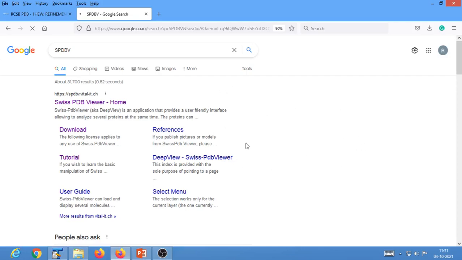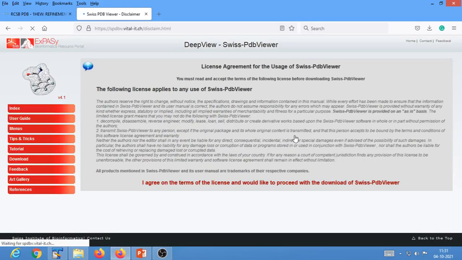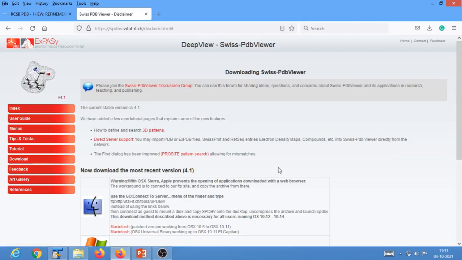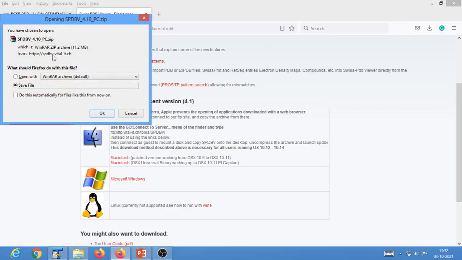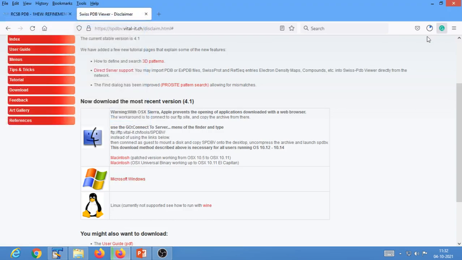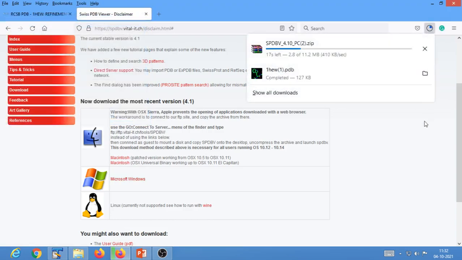You would be taken to their website, from where you can download it. You need to agree on these terms and license. And since I expect that most of you must be working with Windows, you need to download your software from this Windows option. Okay, and there would be a zip file. If you save this zip file, it would be saved in your download folder.